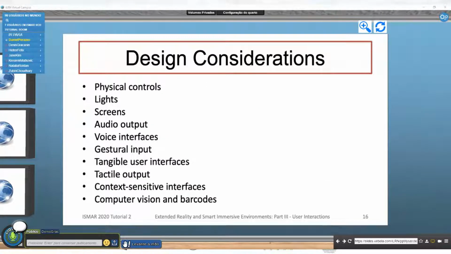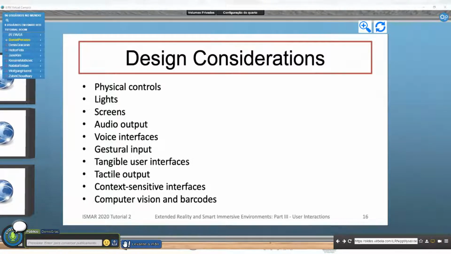So, putting that all together, we have a number of design considerations. What are the physical controls, if any, that we need to use? What are the available lights and screens in terms of visual aspects? From the audio aspect, what is the audio output, and what are the voice interfaces in terms of input? Then what is the gestural input? What are the capabilities of directly recognizing user movement or gesture?